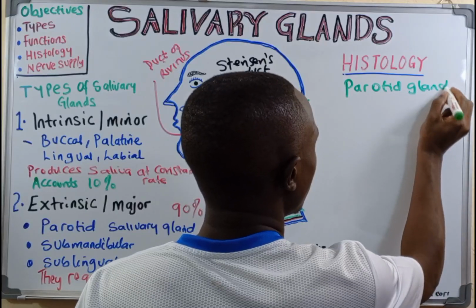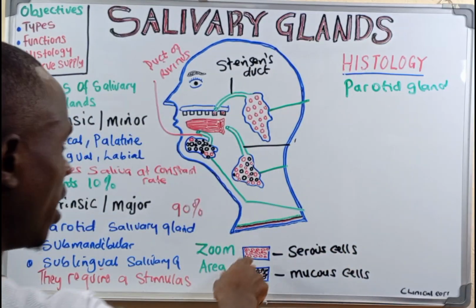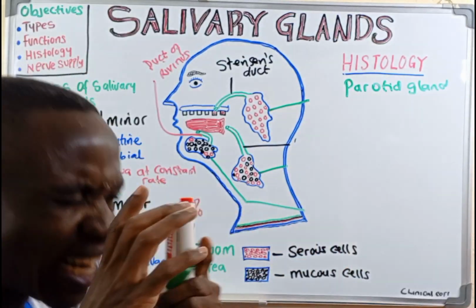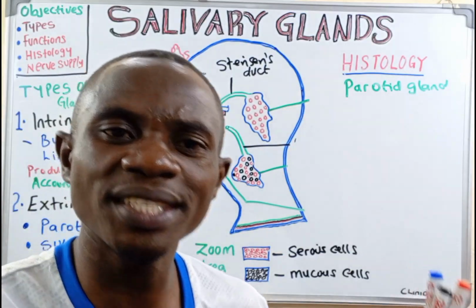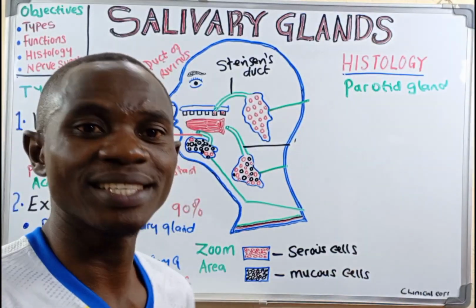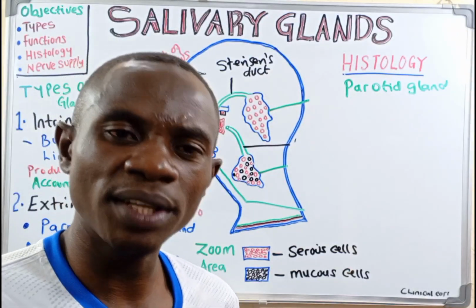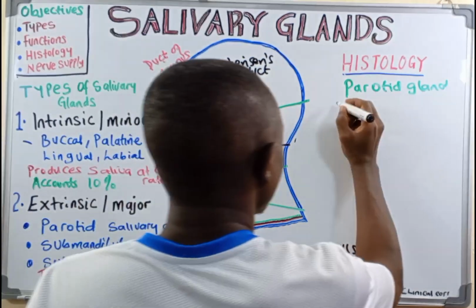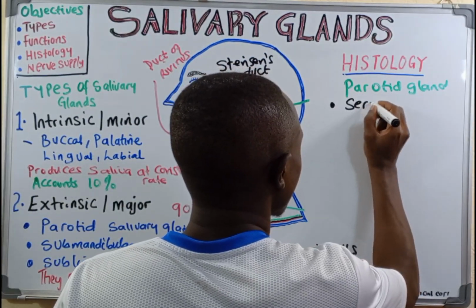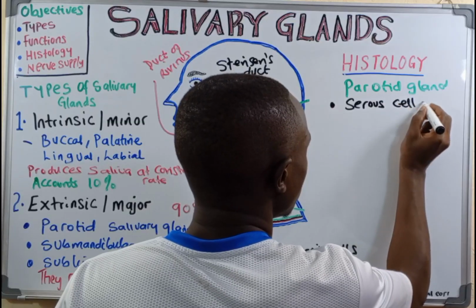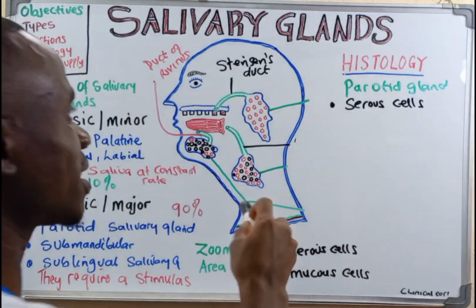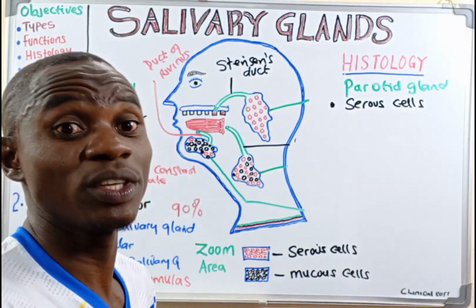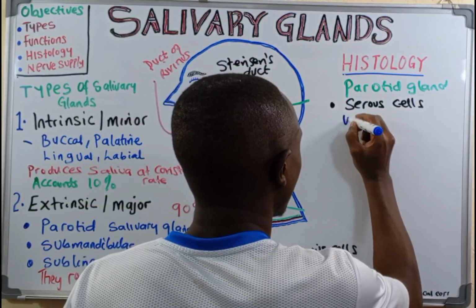Parotid gland. So now, just looking from this one here, if we cut a small piece of the salivary gland, which we are calling the parotid gland, and we zoom inside, we are going to be seeing what we call the serous cells. For that reason, parotid salivary glands are just going to be made up of the serous cells. And of course, because of the serous cells, the parotid gland is going to be aiding in production of saliva which is watery. Okay, watery saliva.